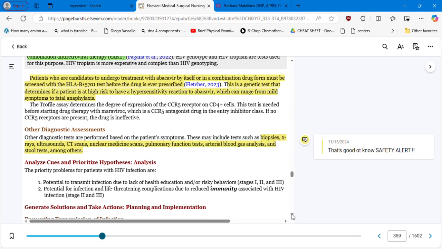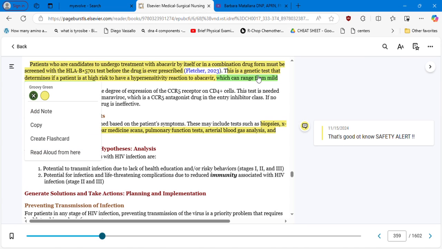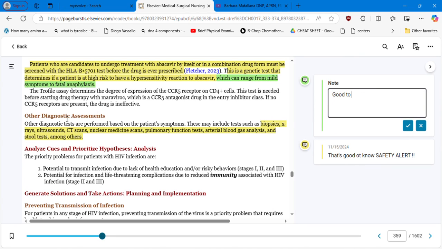It is an NCLEX alert in terms of this medication. You need to really pay attention to this medication, and especially to that particular test. Okay. Other diagnostic assessments are going to be biopsies, X-ray, ultrasound, CT scan, nuclear medicine scans, pulmonary function test, arterial blood gas analysis, and stool test, among others. Okay, so this is good to know. NCLEX alert. When we have the risk for anaphylaxis, this is a life-threatening situation, so it's going to be on NCLEX. Remember, anything related to safety and patient education will come on NCLEX, and you need to focus on that, okay?